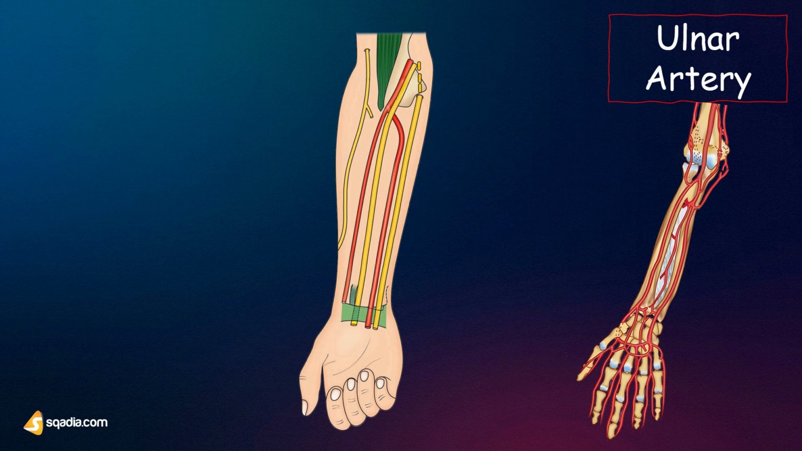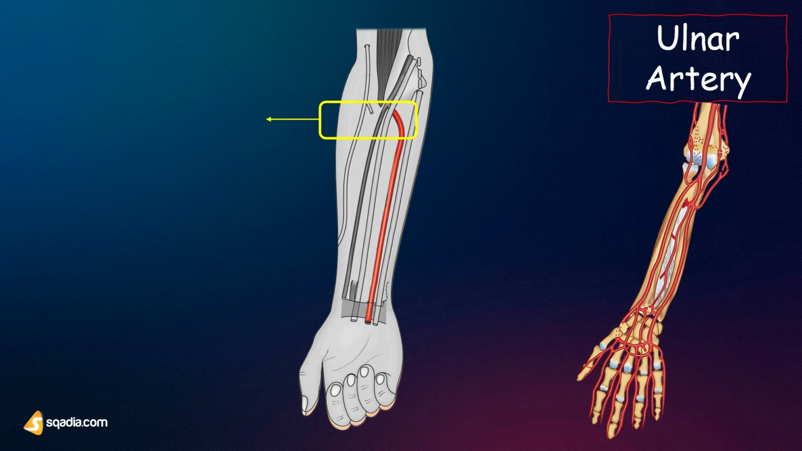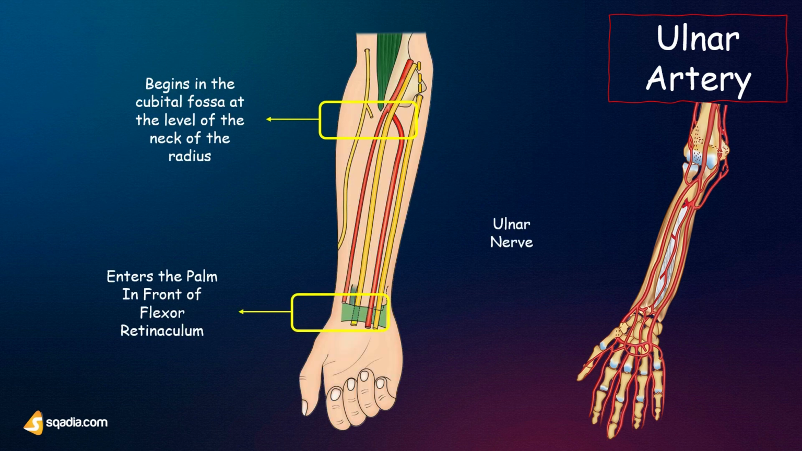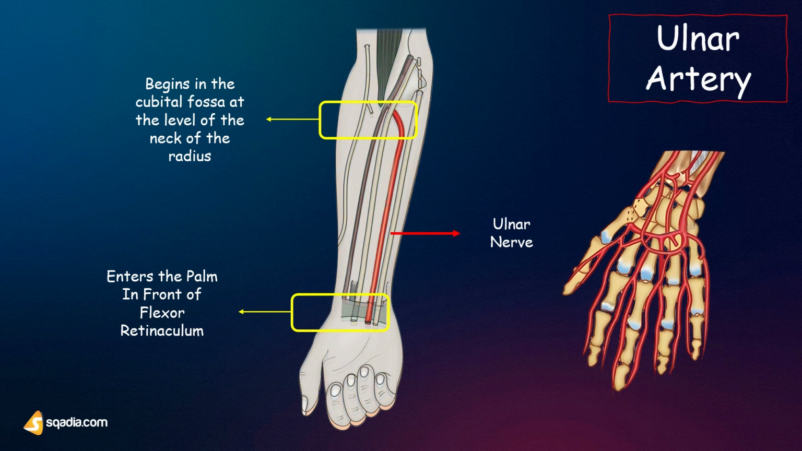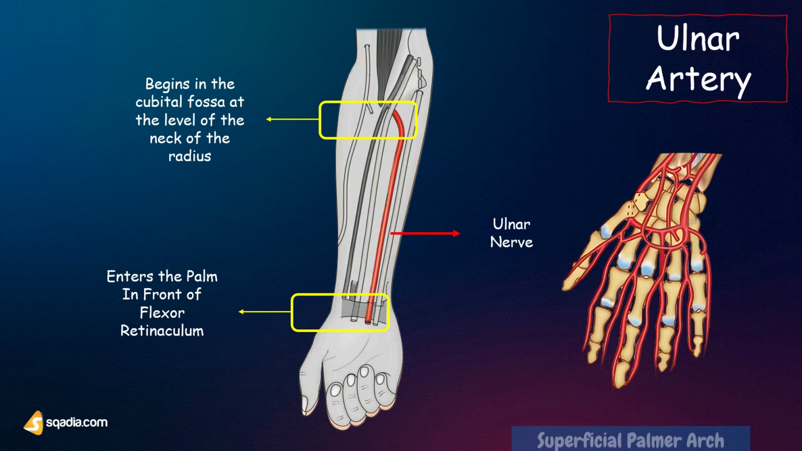If you look at this simplified diagram of the nerves and arteries of the forearm, you can see that the ulnar artery begins in the cubital fossa at the level of the neck of the radius. It runs in the anterior compartment of the forearm and gives off branches before entering the palm in front of the flexor retinaculum along with the ulnar nerve. The ulnar artery ends by forming the superficial palmar arch.